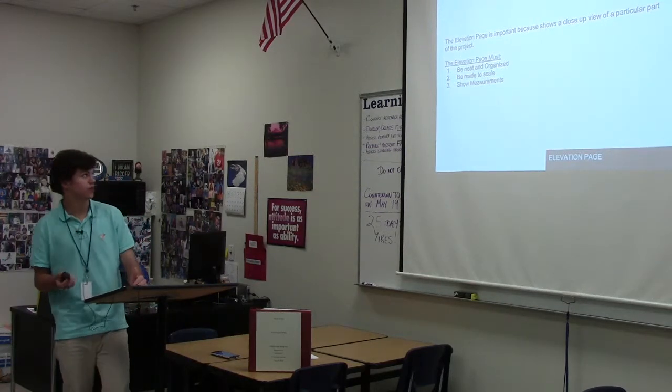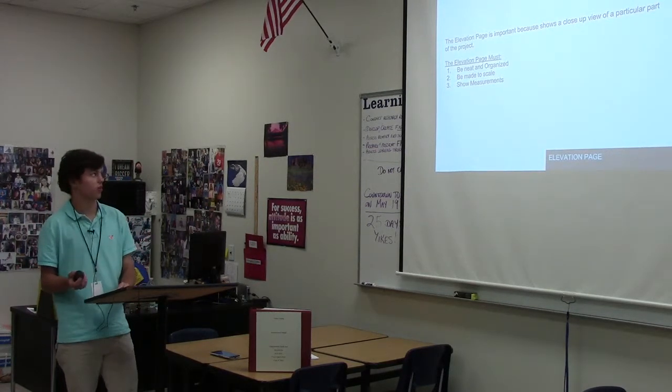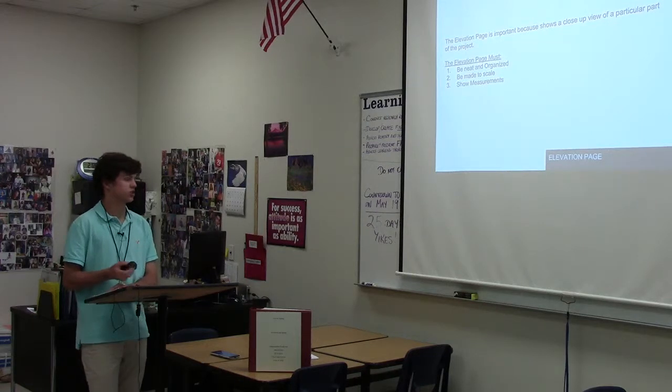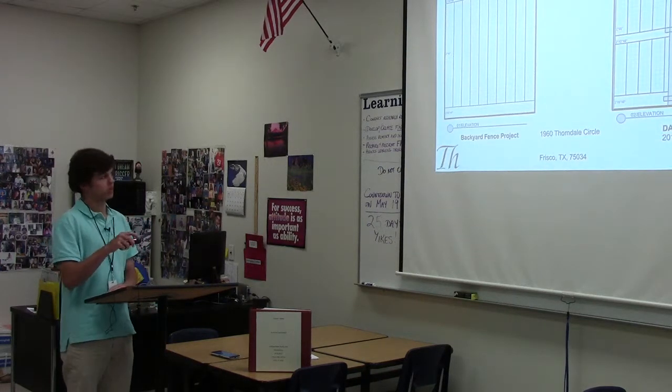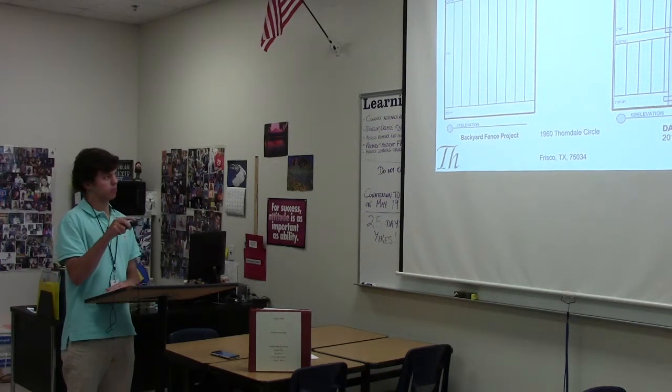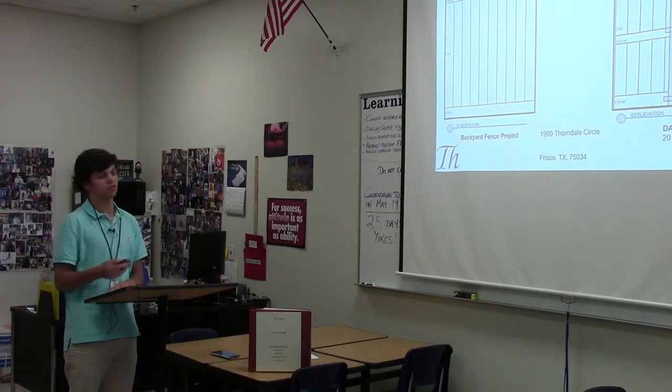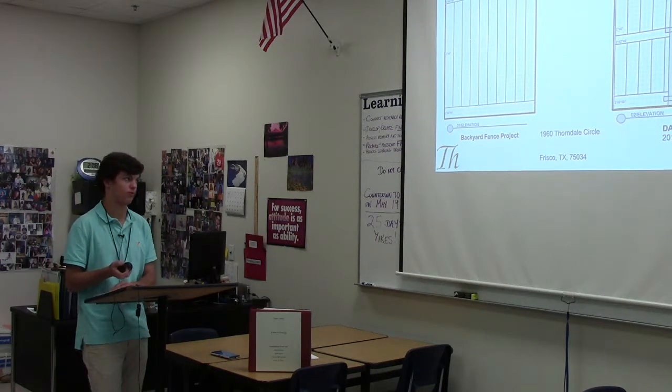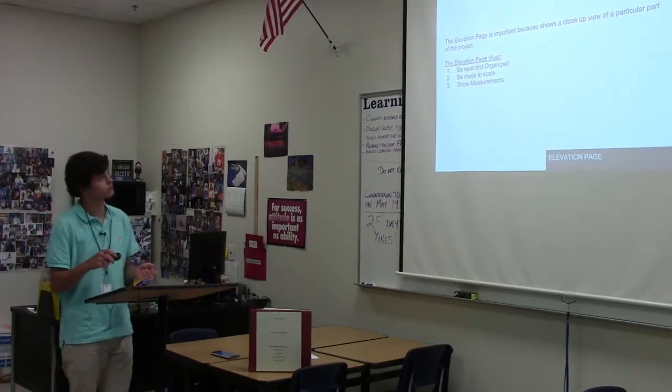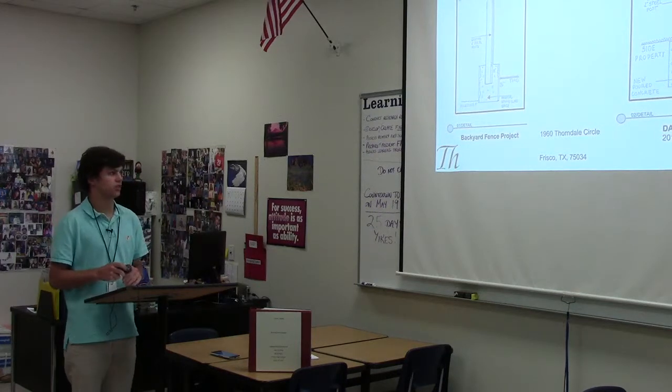So the elevation page is important because it shows a close-up view of a particular part of the project. It has to show measurements along with each part. So like this board is a 1x6x8 board, and this is a 2x2x8. So it shows the dimensions of each part of the plan, so that way you're not just guessing. Next would be the detail view.